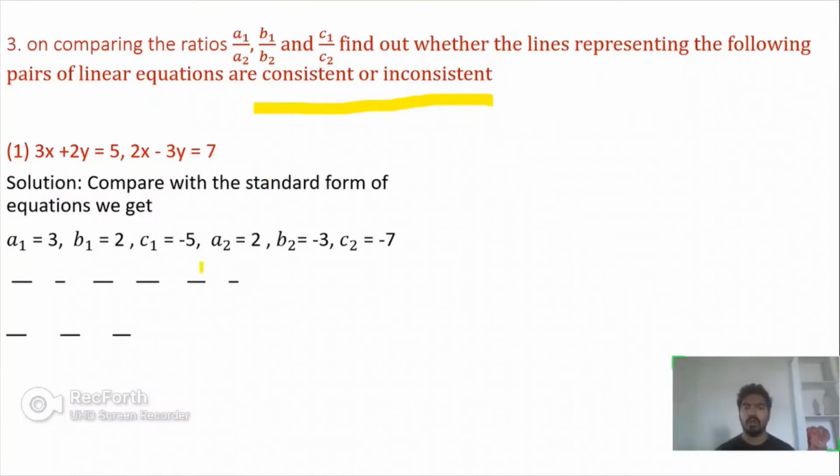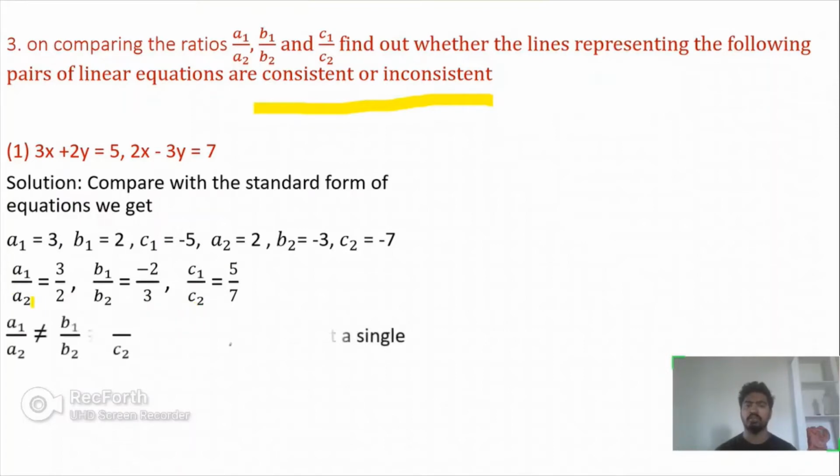Now, step 2, we have to find a1 by a2, b1 by b2 and c1 by c2 values. So, we can clearly say that a1 by a2 is equal to 3 by 2 and b1 by b2 is equal to minus 2 by 3 and c1 by c2 is equal to 5 by 7. So, while observing a1 by a2, b1 by b2 and c1 by c2 values, we can clearly know that a1 by a2 is not equal to b1 by b2, which is not equal to c1 by c2.